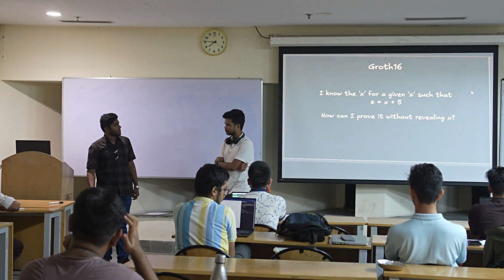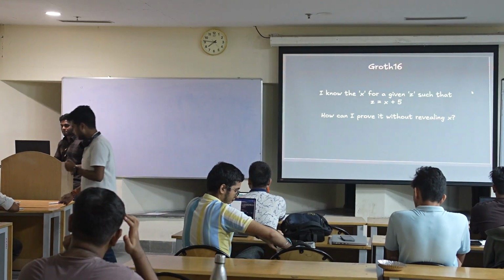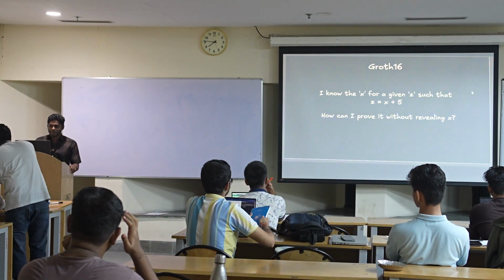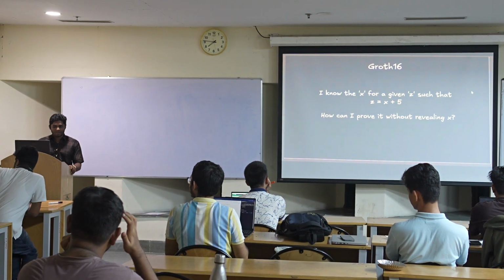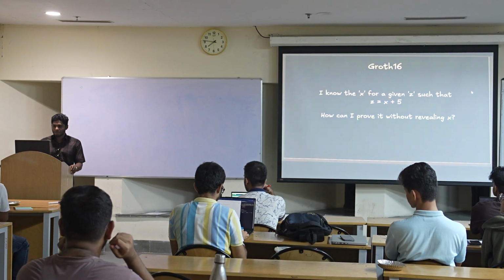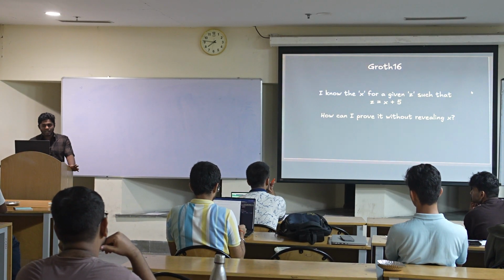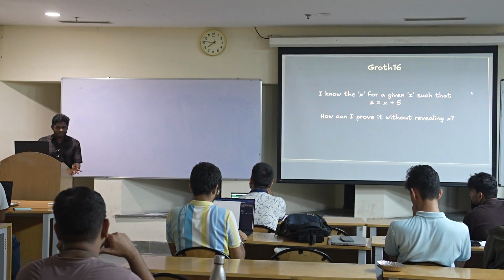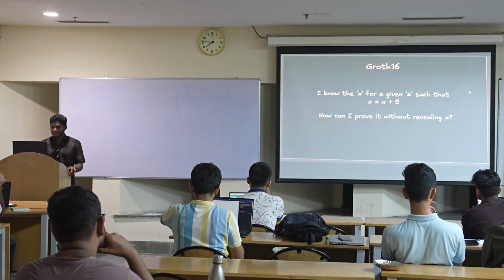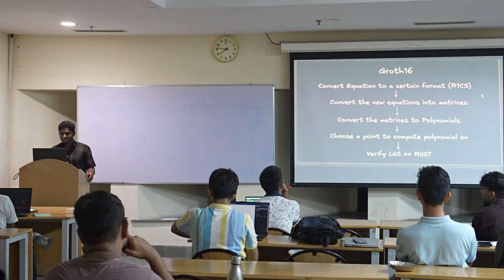Okay, I'll start. So we have this arithmetic equation z equal to x plus 5. Z is publicly known and we want to prove that we know x without revealing it. Okay, so it's going to be a long ride.